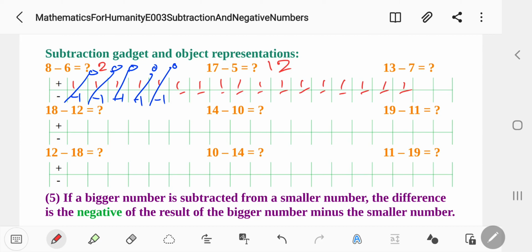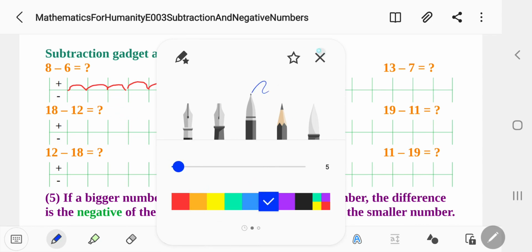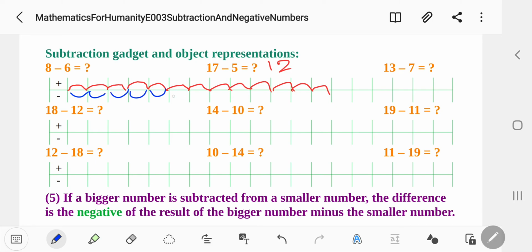How about 13 minus 7? So you can use again the wave if you want. You can write the number here. You have 13: 1, 2, 3, 4, 5, 6, 7, 8, 9, 10, 11, 12, 13. And then below you have 1, 2, 3, 4, 5, 6, 7. So you're left with how many waves above? You have 1, 2, 3, 4, 5, 6. So 13 minus 7 is 6.